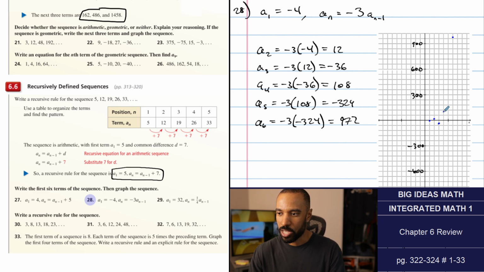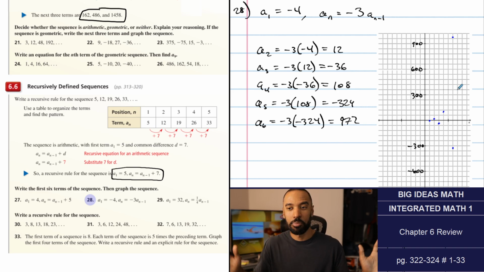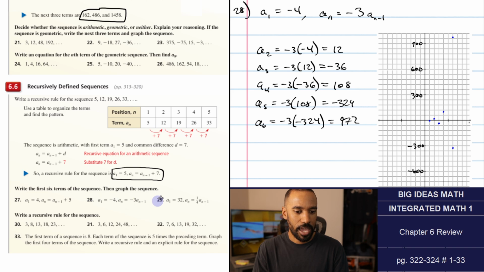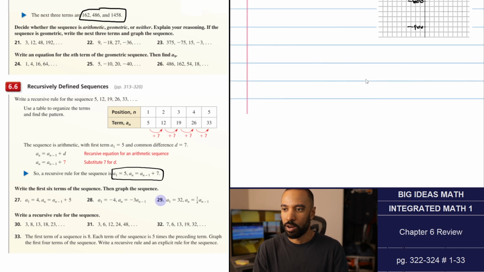So at least I'm understanding my own graph with this. Hopefully you are as well. -324. That's -320. It's a little less than halfway between that and -360. So about right there. And then it shoots up like that. So actually not bad. I did pretty well with that, all things considered. The next one, also a geometric sequence because we're multiplying by 1/4.